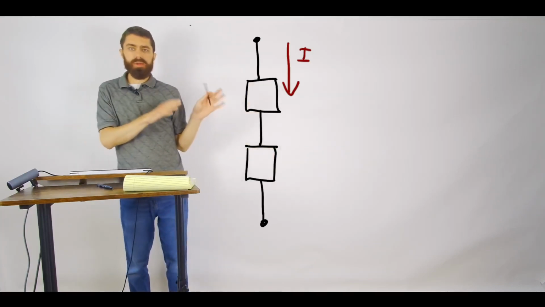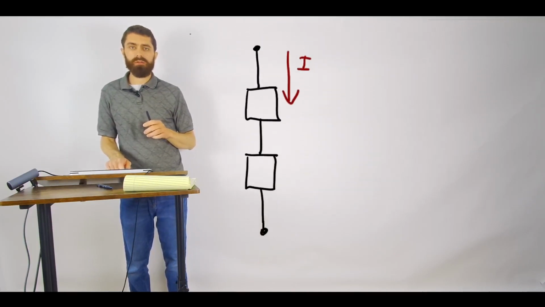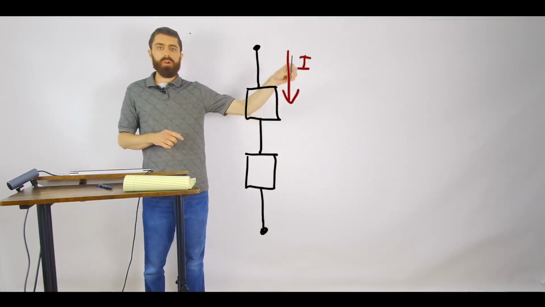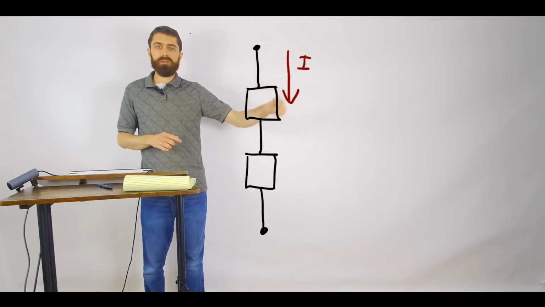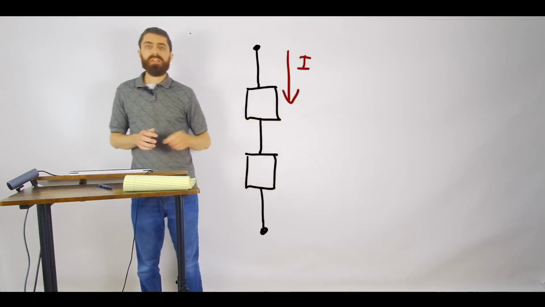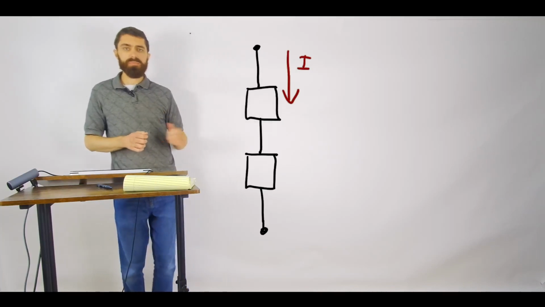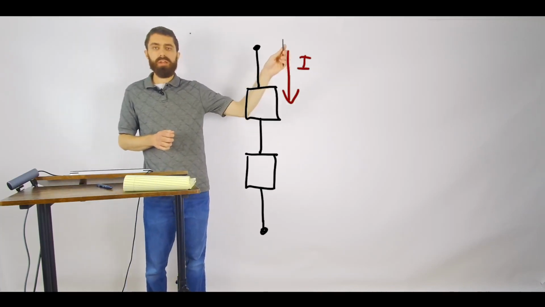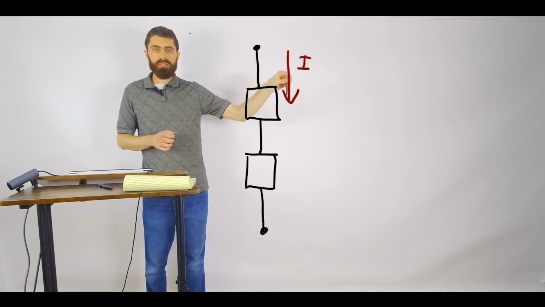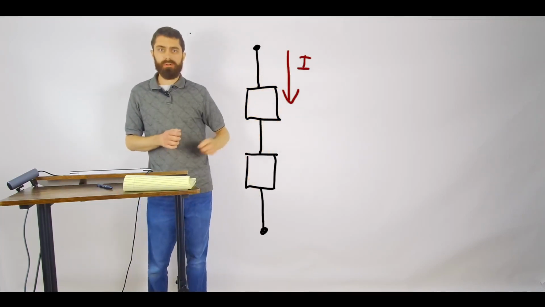What's interesting about this is, unlike the previous case where components were in parallel, here the current will flow through one component and then it will flow through the next one. So it's not simultaneous. We say that these two are in series. They're in series if the same current flows through one component, then flows through another.